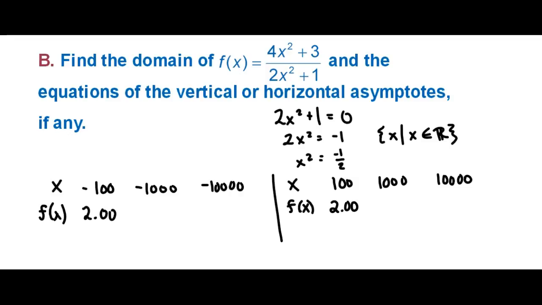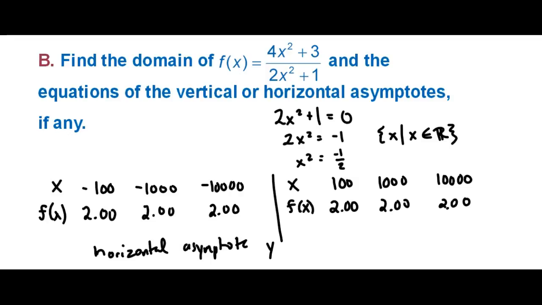I think you're going to kind of see that happen here as we get bigger and bigger. The numbers are going to be 4 times something very large over 2 times something similarly large. You're going to find that these large numbers are going to keep giving you 2 over and over again. So that clearly shows us, just by putting these test x values into our function, we were able to figure out that we have a clear horizontal asymptote at y equals 2.